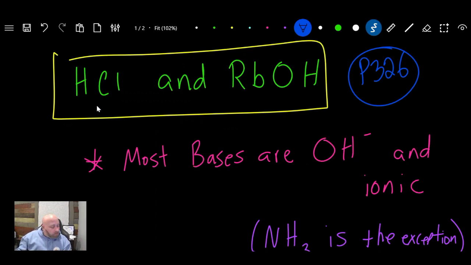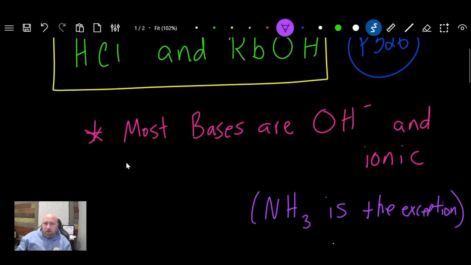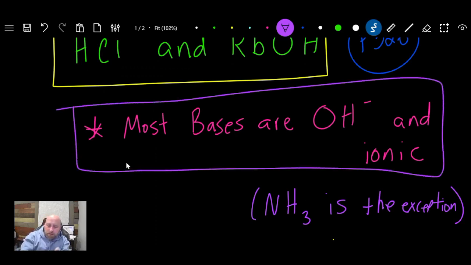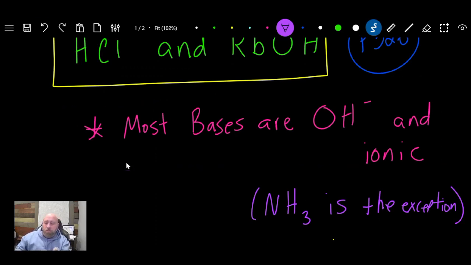All right, so the example there on page 326 says we have HCl and RbOH. That's what we're dealing with. Remember, we're dealing with acids and bases. That's been the story of this chapter. And a couple of notes I want you to make. This is the first note that I want you to write down in your notebook.